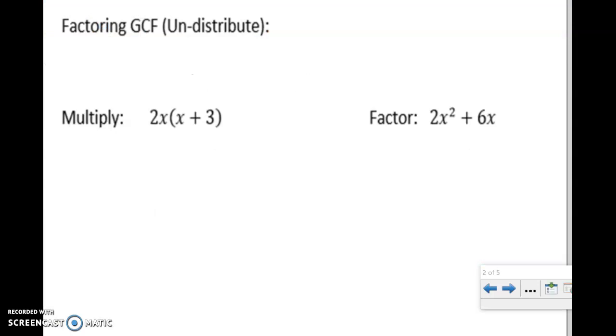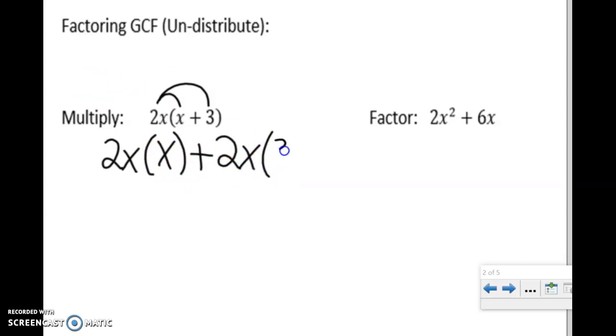All right, so we're going to go ahead and distribute. I'm going to rewrite this the long way so that you see 2x times x, and then you see the 2x again, because we distributed it to both terms, times the 3. So you see a 2x here and a 2x there, because I passed it out.